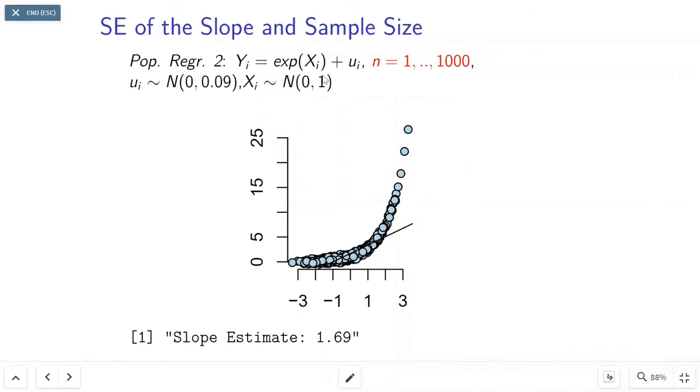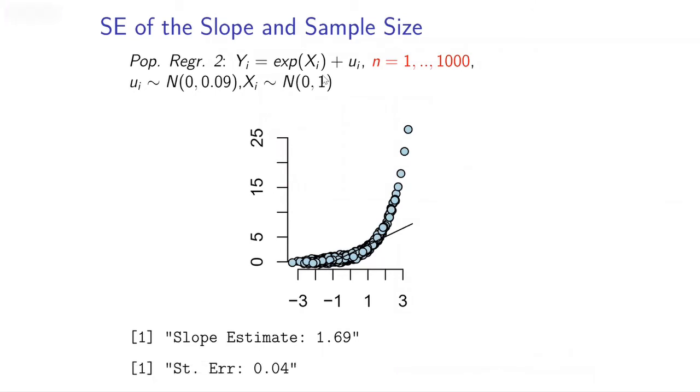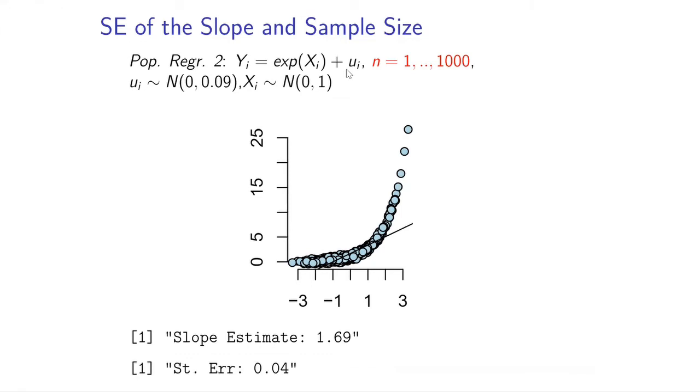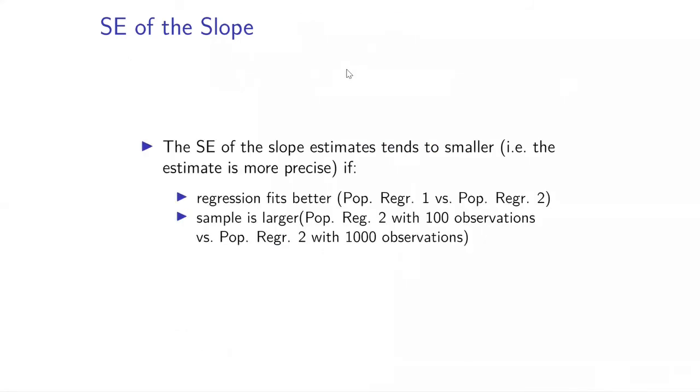In this simulation, the relationship between x and y is still exponential, but I increased the sample size from 100 to 1000, everything else equal. By drastically increasing the sample size, the standard error of the slope becomes much smaller. It's now 0.04 versus 0.13. In sum, we have learned that the standard error of the slope tends to be smaller if the regression fits better or if the sample size becomes larger.